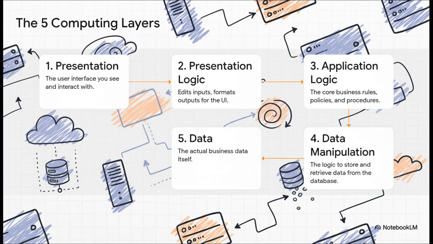The presentation layer, that's the menu you see on the website. The presentation logic is what stops you from, say, ordering a negative number of pizzas. The application logic, that's the core business rule that calculates your total cost. The data manipulation layer is what actually saves your order into the database. And the data is, well, it's the record of your pizza order itself. The real magic of architecture is deciding where each of these layers is going to live.